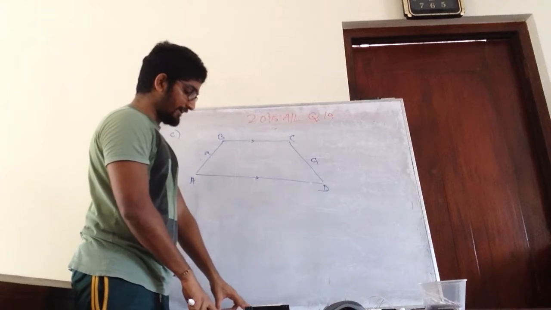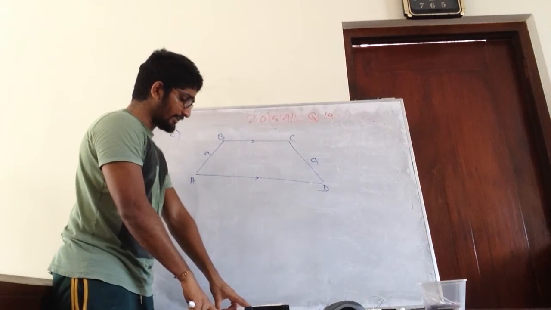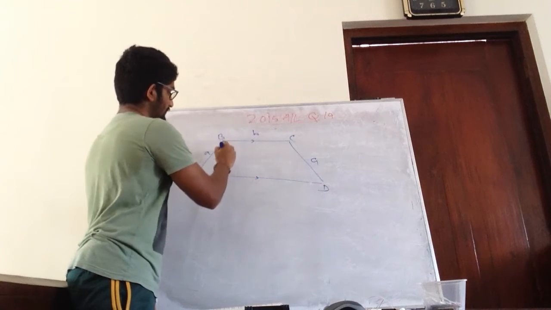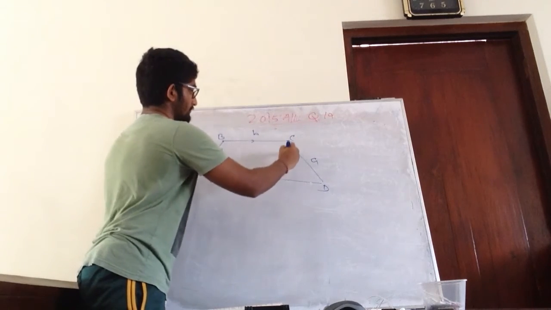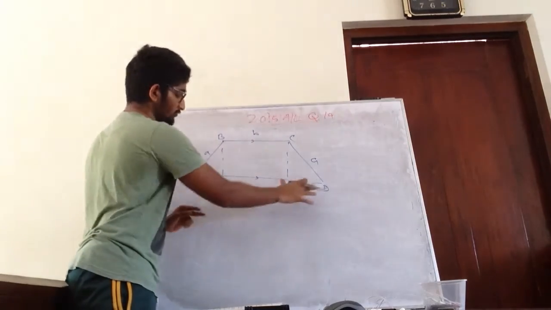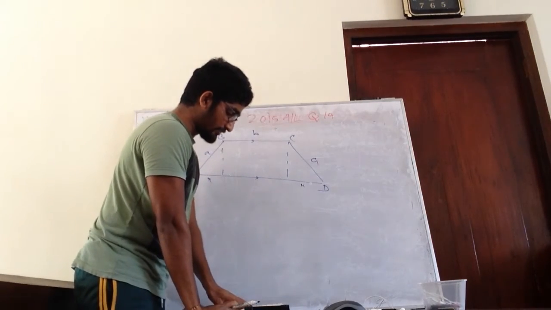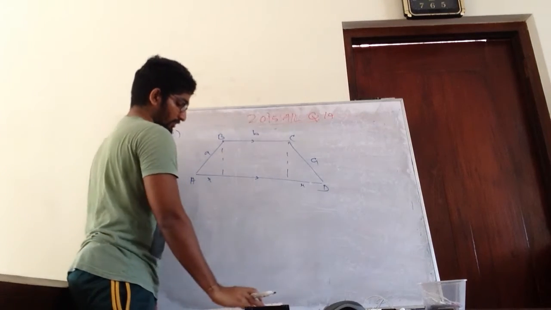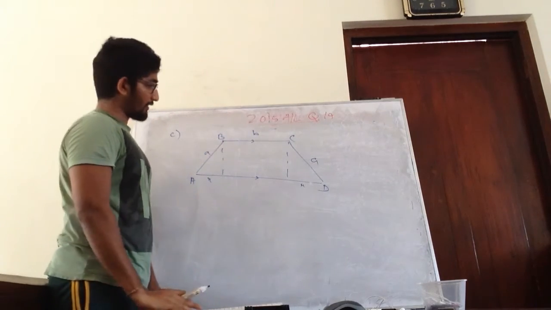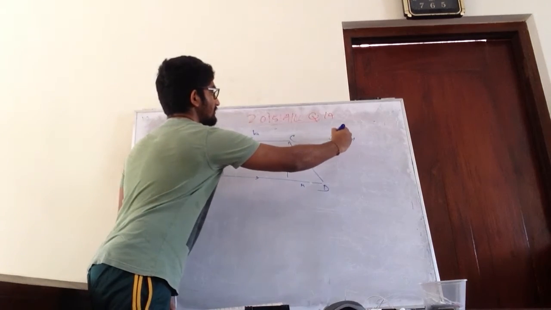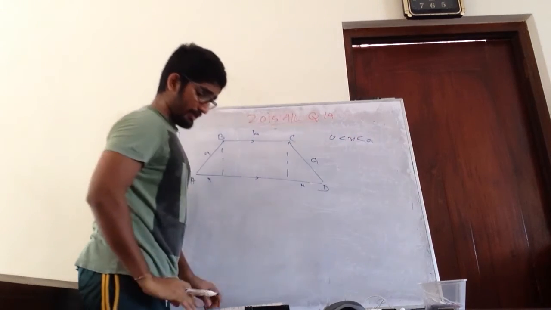Then they are saying AD is B plus 2x. They have given this as B. This is x, this is also x. So AD is B plus 2x, where x is greater than 0 and less than A. So x is between 0 and A.